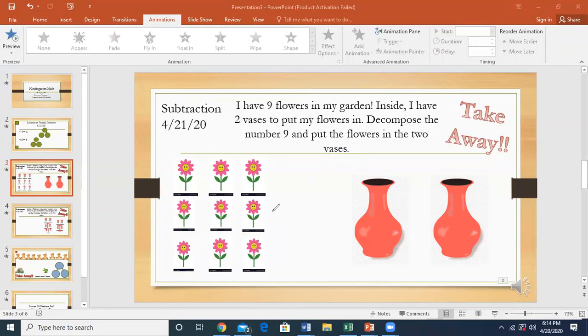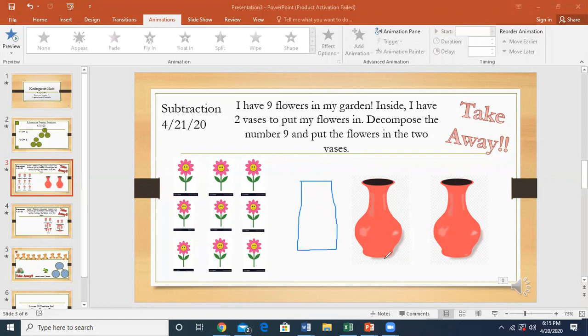Okay, great job, guys. So you come on back. We have our 9 flowers in our composition book. What we need to do now is we're going to have 2 vases. So go ahead and draw 2 vases right next to each other. You can just do 2 rectangles like this. You can draw 2 rectangles in place of a vase if you would like.